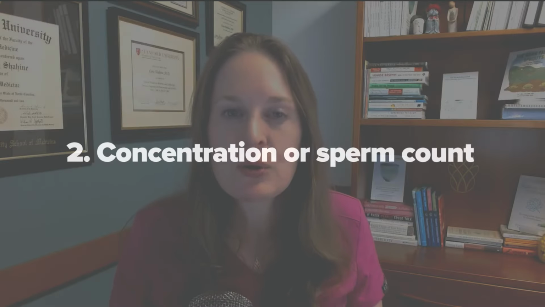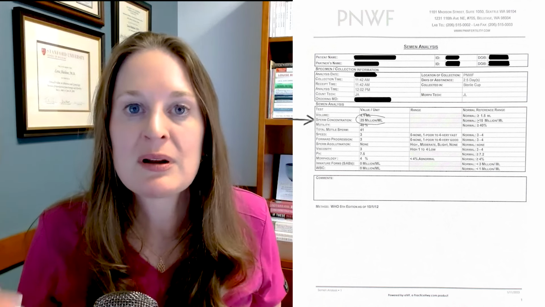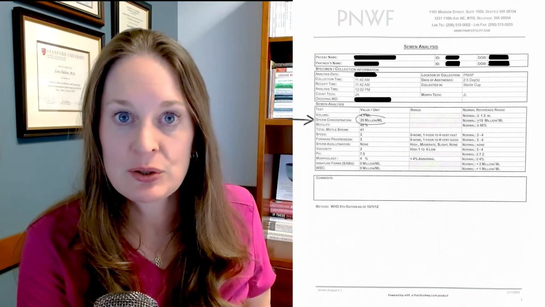The second number that we look at is concentration, or sperm count. And what that means is, of all the stuff that comes out, how much of it is actually sperm? And this will be reported in million per milliliter. And so it'll say sperm concentration, and a normal sperm concentration is over 15 million sperm per milliliter. And that will usually be on your report.